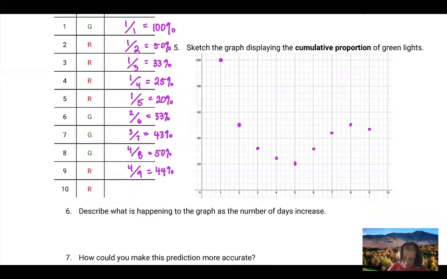And then day 10, the final day of collecting, was another red. So 4 out of 10 would be 4 divided by 10. If you want to do it on your calculators, 40%.